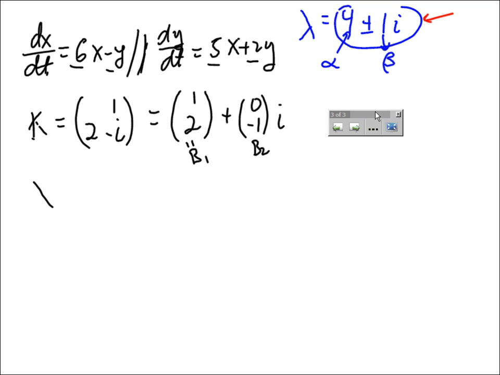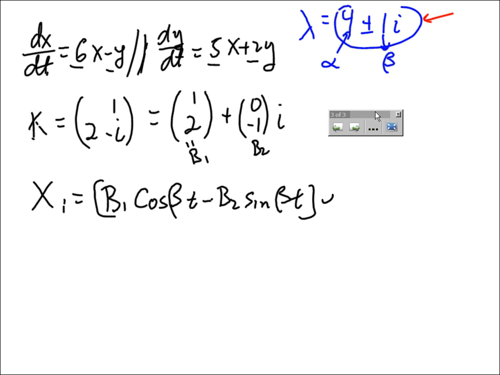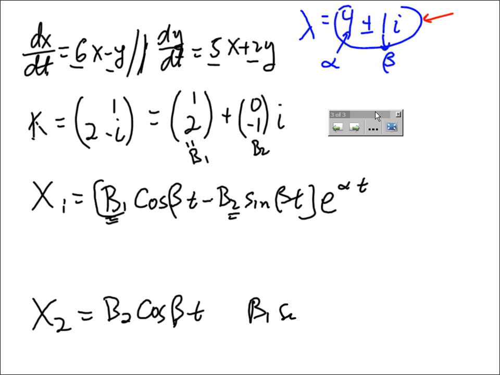We know that x1, when you have complex roots, is always b1 times the cosine of beta t minus b2 times the sine of beta t. The whole thing times e to the alpha t. And we know that x2 is, just switch these two around. It's b2 cosine of beta t plus b1 sine of beta t times e to the alpha t. And the minus now becomes a plus.